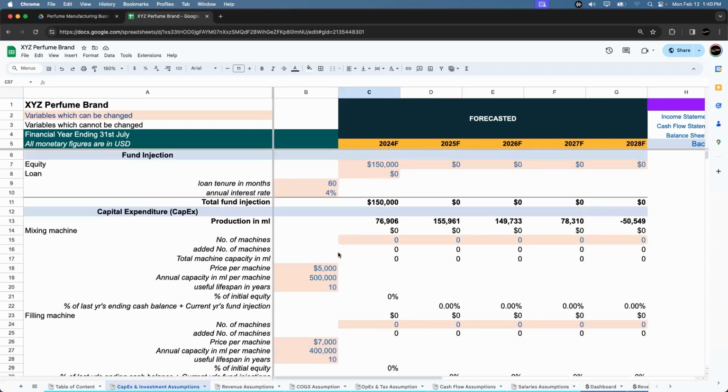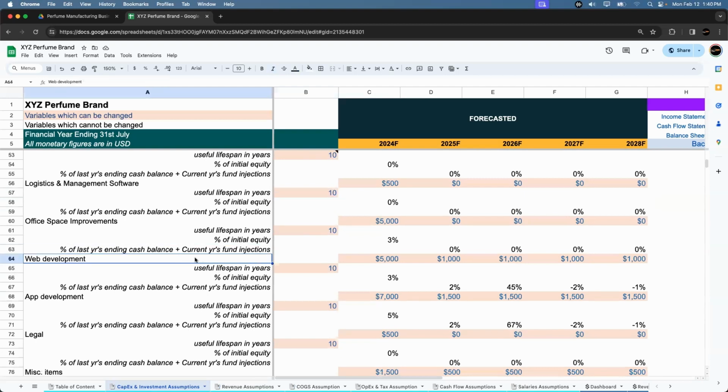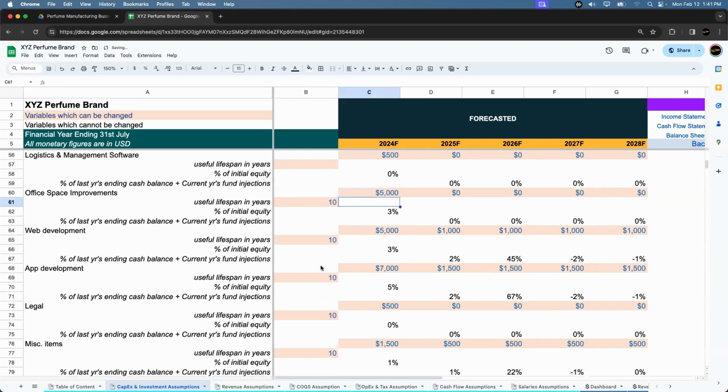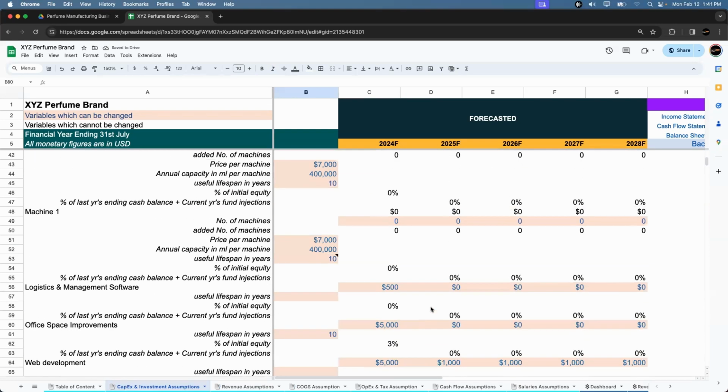But I need to do something first. So if an item does not have a lifetime, for example, web development, websites don't have a lifetime. But if you are investing in office space improvements, you are buying equipment, office equipment, and those sort of stuff, then it will have a lifetime of maybe 10 years. Logistics and management software, maybe it can have a lifetime or usually it doesn't. So just keep it empty. I'll keep this empty. Legal, empty because it doesn't have a lifetime. Once you spend it, you keep on reaping the benefits over time. This also doesn't have a timeline.